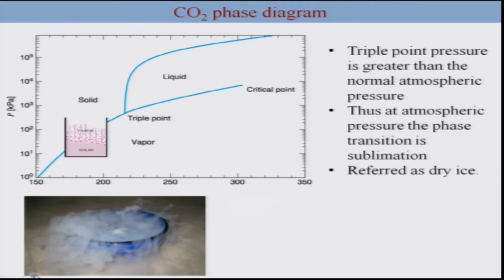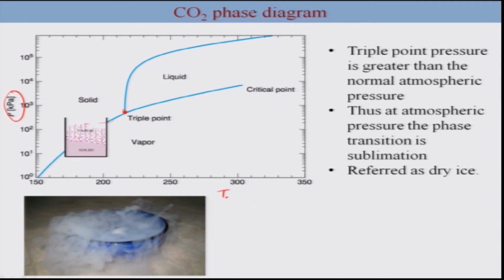This is the example of the CO2 phase diagram. So you have pressure, again temperature, and this is in Kelvin. What is interesting is this triple point. This is a triple point where the solid, vapor and liquid are at equilibrium. The triple point pressure is much greater than the normal atmospheric pressure. You know it is 101 point something, which should be somewhere here. So this triple point is much greater.